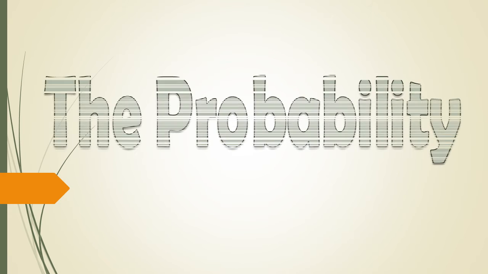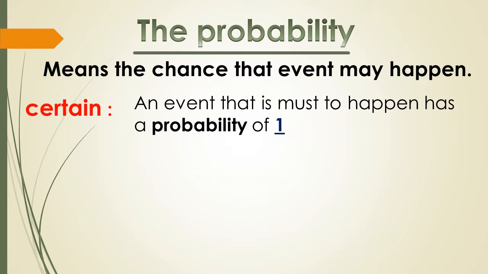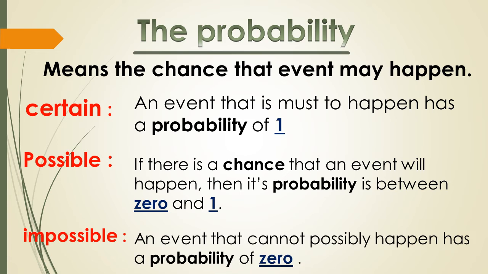Good morning. Today we are going to talk about probability. Probability means the chance that an event may happen. We have the certain event. A certain event is an event that must happen and has a probability of 1. If there is a chance that an event will happen, then its probability is between 0 and 1, so it will be a fraction.